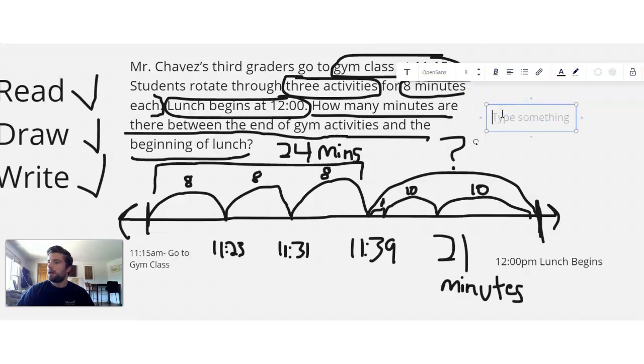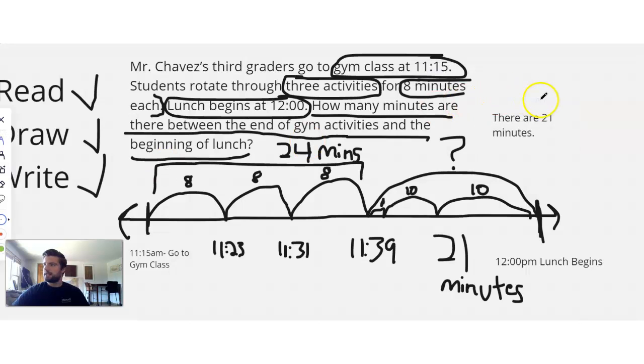So we're going to say, how many minutes are there between the end of gym class and the beginning of lunch? There are 21 minutes. And I've got to label my answer as minutes. And as long as I've done that, we've got it, guys. That's exactly what we need to do. So there are 21 minutes in between.